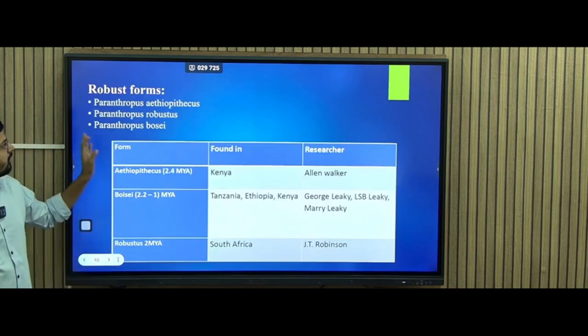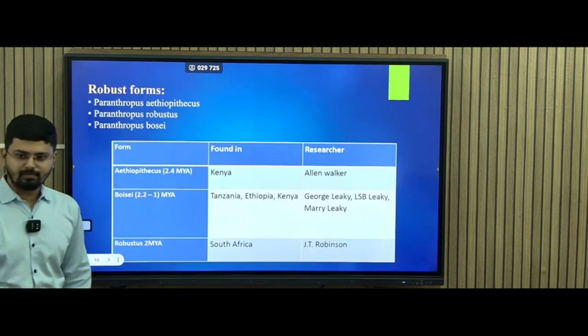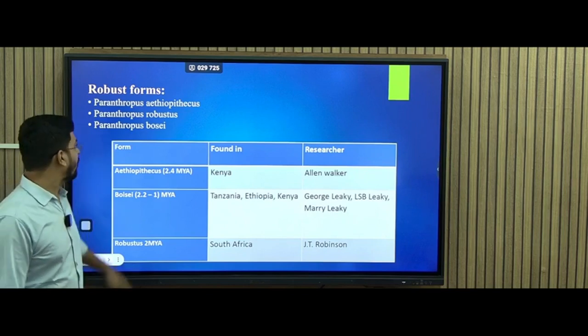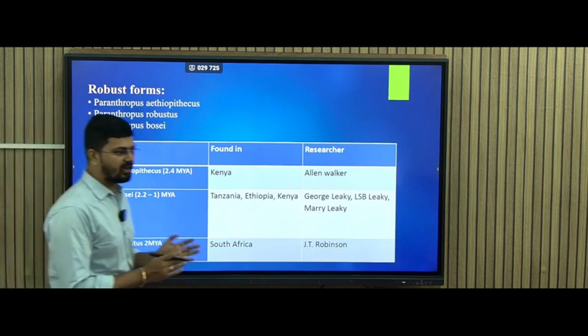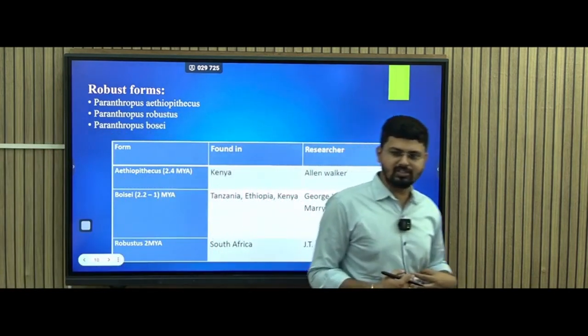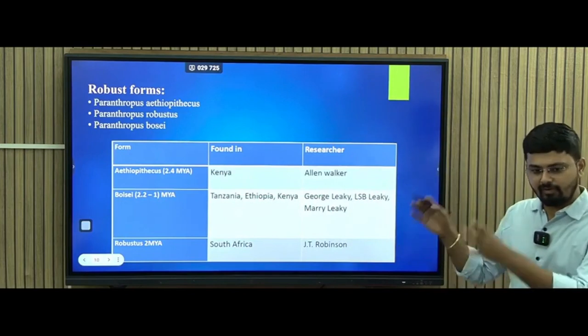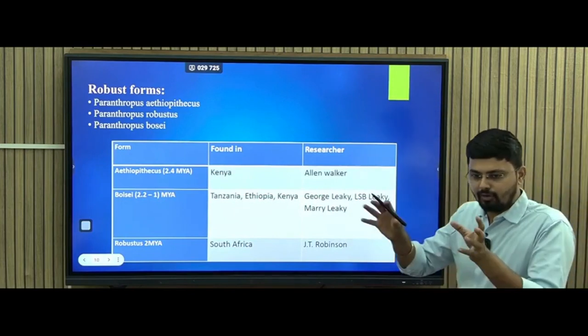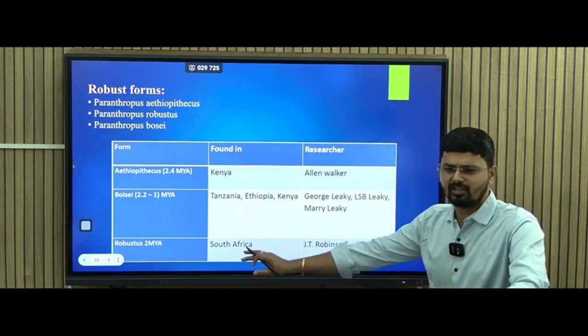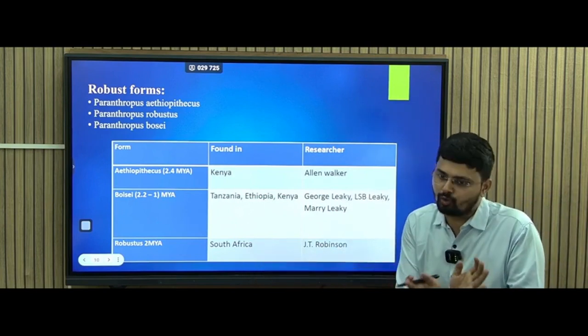Next, the other form is robustus, and robustus is divided into Boisei, Aethiopicus, and robustus. Okay, so there are 3 varieties of robustus. Gracile and robustus are divided based on their morphological features, which we will be seeing. I have shown you the difference between the two, but I am telling you there are 2 types. So many fossils are found. They are classified into 2 types.